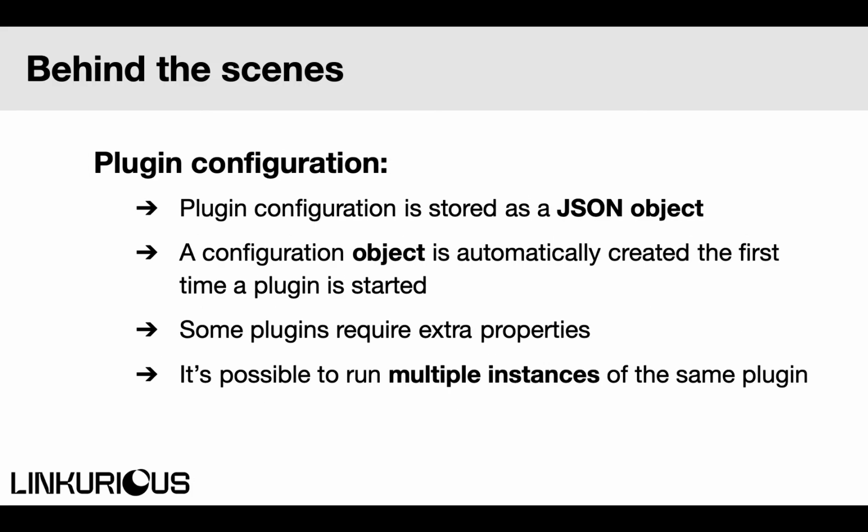So let's talk about the plugin configuration. First of all, plugin configuration is stored as a JSON object, and this JSON object is automatically generated the first time that a plugin is started. So if you add a new plugin in Linkurious Enterprise, when the server is booting, it will automatically create this object in the configuration file.